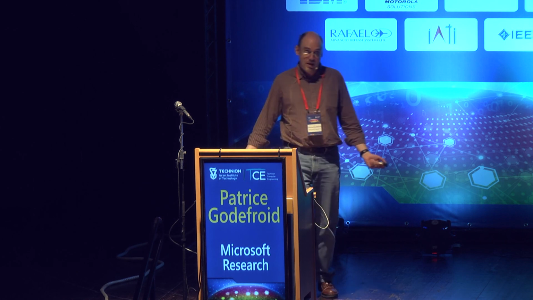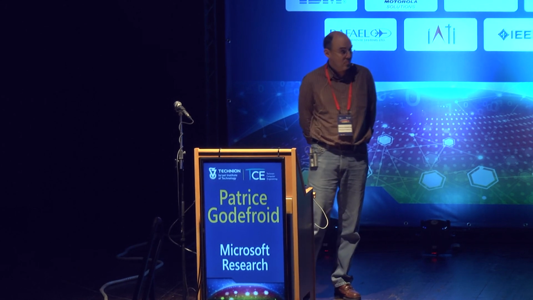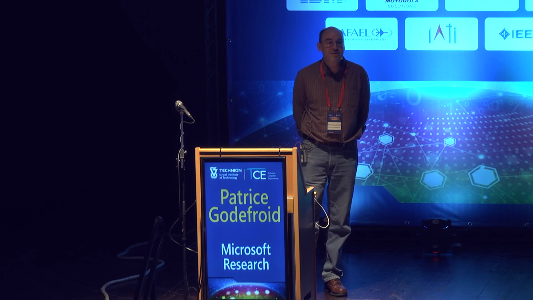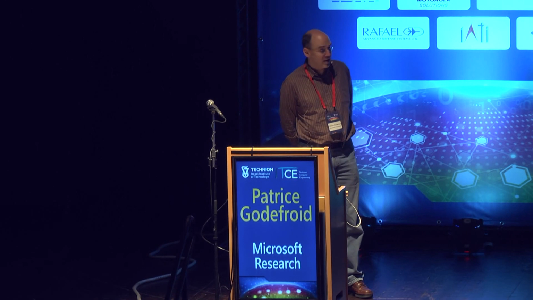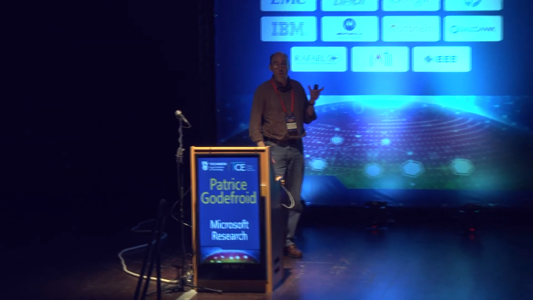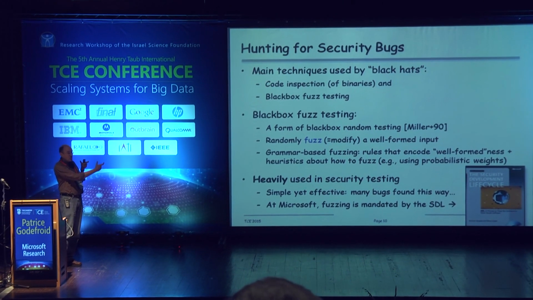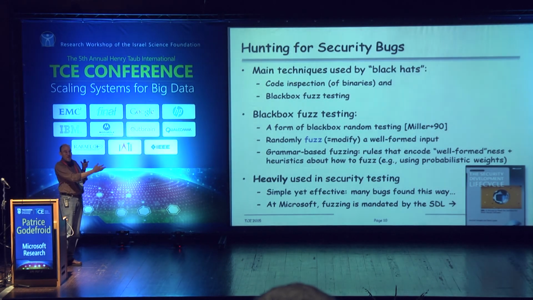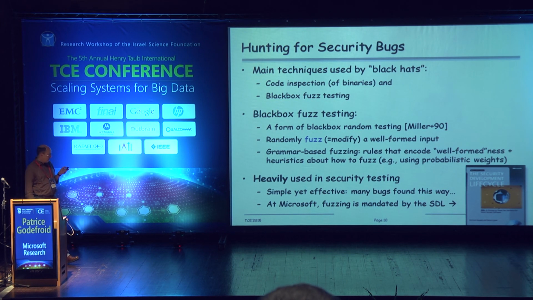I'm not a security expert, but to my knowledge, there are two main techniques used by black hats today to find security vulnerabilities in software, our software at Microsoft and other people's software. One is code inspection, often of binaries, and the other one is so-called black box fuzzing. Black box fuzz testing is very simple conceptually. It's a form of random testing. If you have an application like PowerPoint, you start with a well-formed PowerPoint presentation, and then you randomly fuzz it. You mutate a few bytes here and there, then you run PowerPoint and see if you can trigger a buffer overflow or a memory corruption error. It's as simple as that.